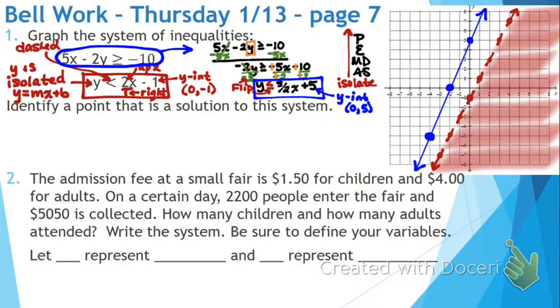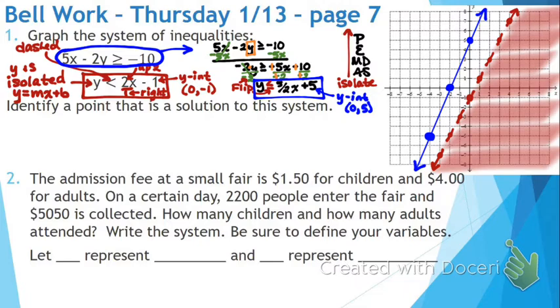Where am I going to shade? I have a greater than or equal to here. I have a less than or equal to here. Do I shade above or below this? I heard both words. What form does it have to be in for me to look at the inequality? It needs to be in slope-intercept form. I need the y by itself if I'm going to just look at the inequality and know above or below. Otherwise, I got to pick out a test point.